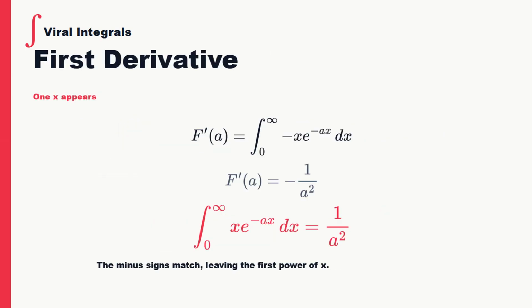So after one derivative, the integral side has a negative x inside it, and the easy side has the derivative of 1 over a, which is negative 1 over a squared. Both sides have that minus sign, so if we cancel it, we get the integral of x e to the negative ax equals 1 over a squared.